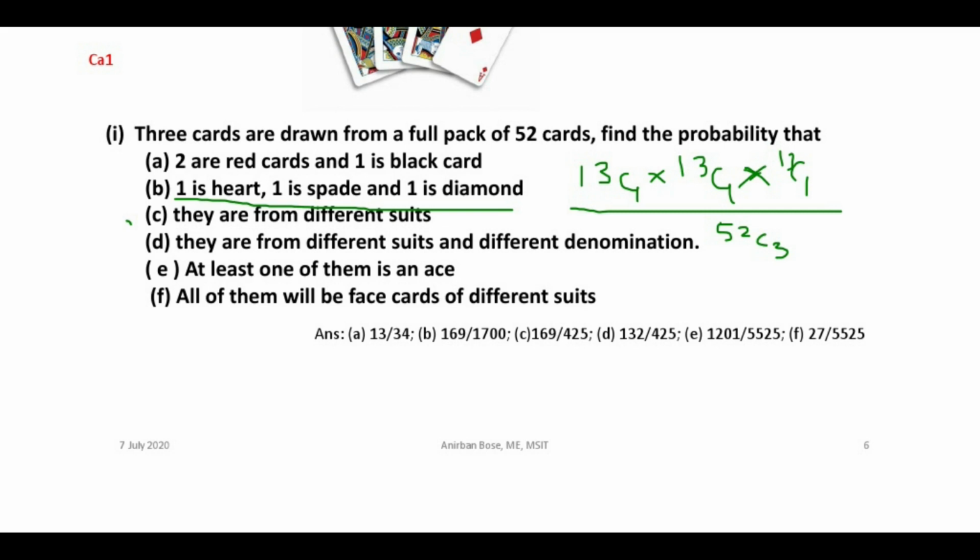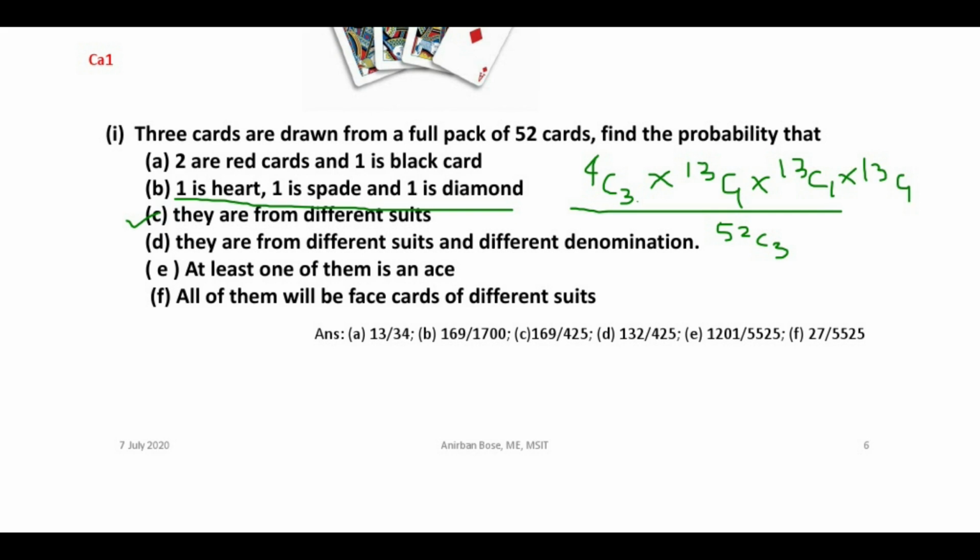Now let us see the next problem, that is C. The denominator will remain the same for all the cases. Let us just write what will be the numerator. They are from different suits. So the 3 cards that you have drawn will be from different suits. How many suits are there? There are a total of 4 suits. So how many ways can you choose any 3 suits? That is 4C3 ways. Now the remaining portion is simple. You choose 1 card from the 13 of one suit, 1 card from another suit and 1 card from the other suit.